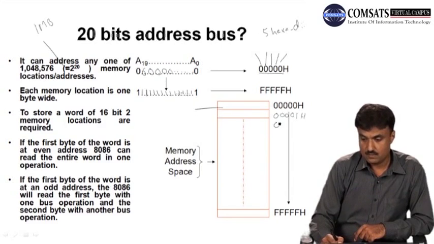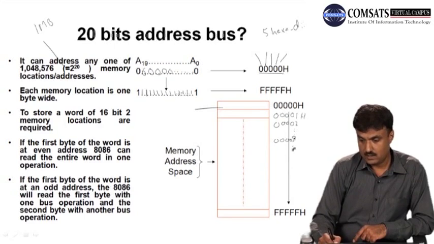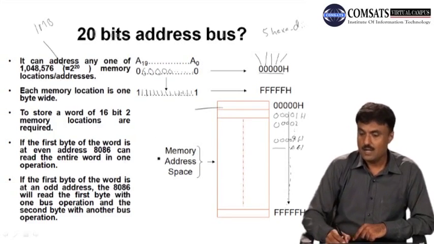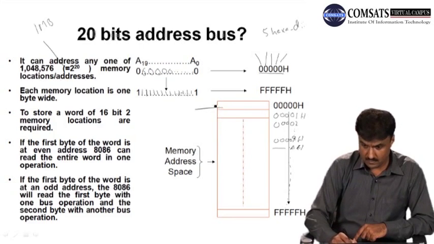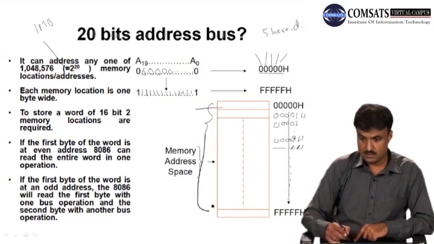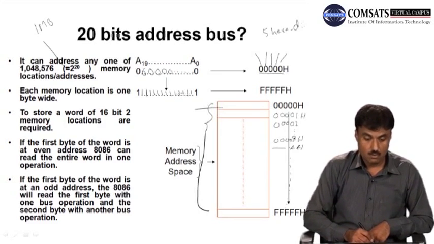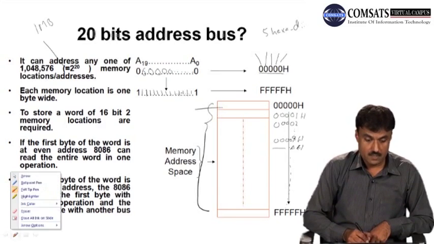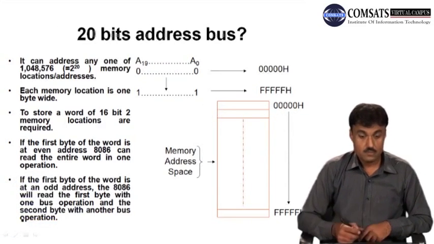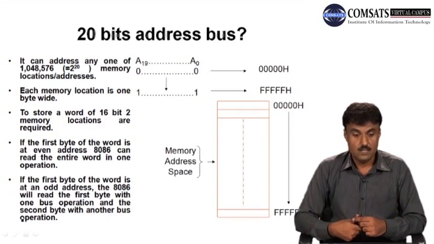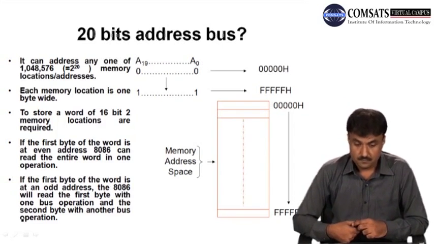It will increase like 00002 and so on. It will be again 00009, then A, and all these locations are in hexadecimal, and so on. It will continue up to F. And this whole space from 00000 to FFFFF is called the memory address space, the memory space which we can address. So each memory location is 1 byte wide.